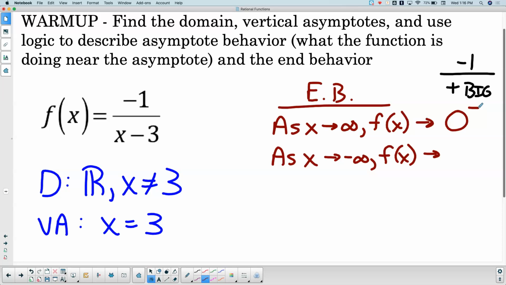If I send x to negative infinity, now I've got a negative ginormous number. The -3 just means it's going to be even bigger, but still negative, so that's a negative big number. Negative divided by a negative is positive, so that's going to go to 0 from above. Okay?